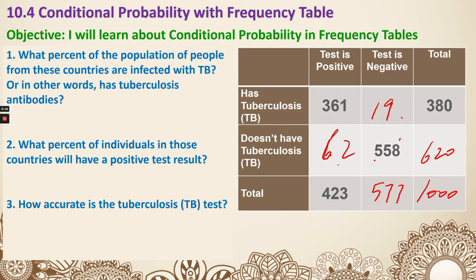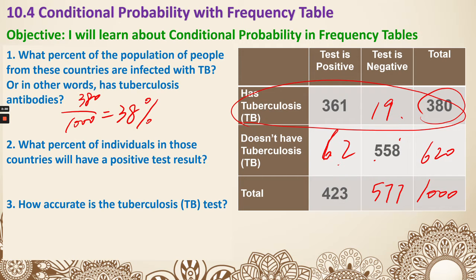What percent of the population of people from these countries are infected with TB, or in other words, has TB antibodies? Right here. That's has. So 380 out of 1,000 is going to be 38%. What percent of the individuals in those countries will have a positive test result? Positive test result right here. 423 over 1,000. That's going to be 42.3%.